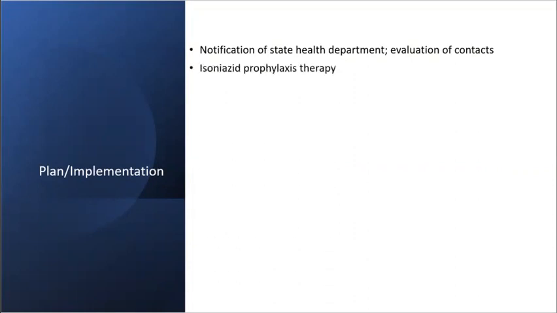As part of our plan and implementation, we want to notify the State Health Department. We want to evaluate contacts of these patients. We need to administer isoniazid prophylaxis therapy. This is a public health intervention to prevent the progression of latent tuberculosis to active tuberculosis disease, especially among people living with HIV. So again, if the patient has HIV, we'll need to administer isoniazid prophylaxis therapy.